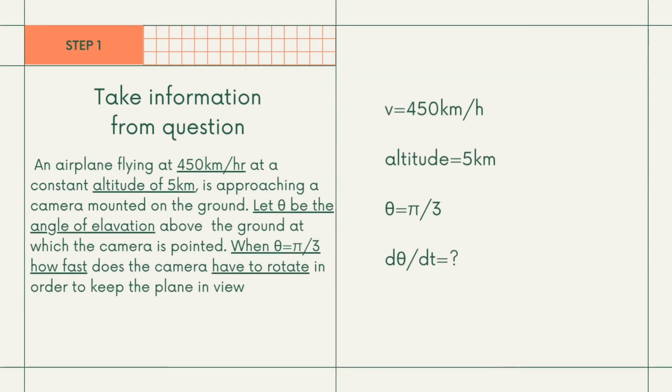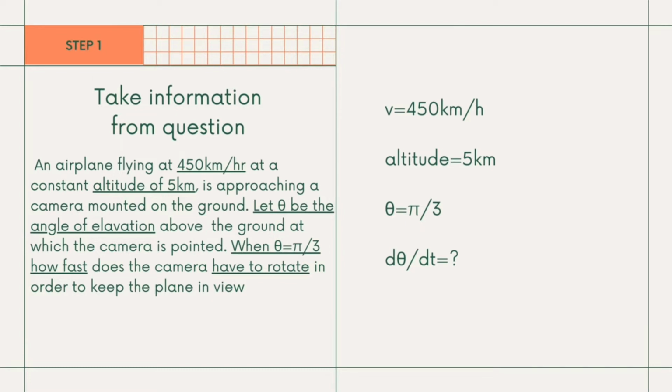So let's start with the question. Step 1, we're going to take information from the question given. Notice that we have already underlined the important parts. So let's start reading the question. An airplane flying at 450 km per hour, so basically 450 km per hour is going to be our velocity, at a constant altitude of 5 km. So 5 km is going to be the altitude. Is approaching a camera mounted on the ground.